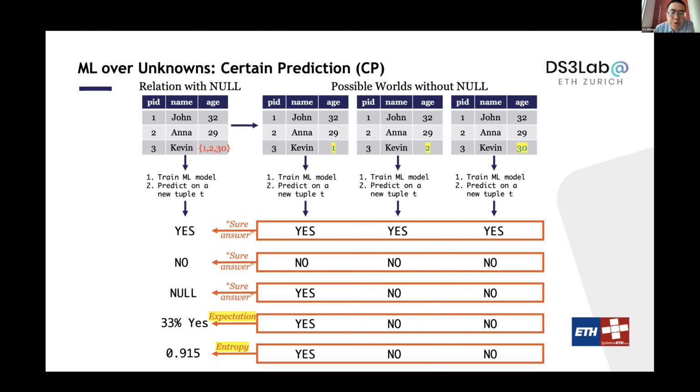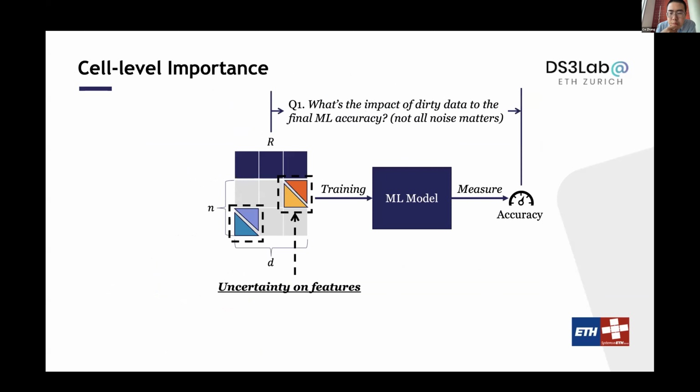Once you have this view about training machine learning over uncertainty, it's very easy to design some notion of importance about that cell, right? A cell with uncertainty is important if knowing that value can bring down this uncertainty as much as possible. So another way that you can design this cell-level importance is to use the expected decrease of entropy. There's a lot you can do in designing these importance metrics.